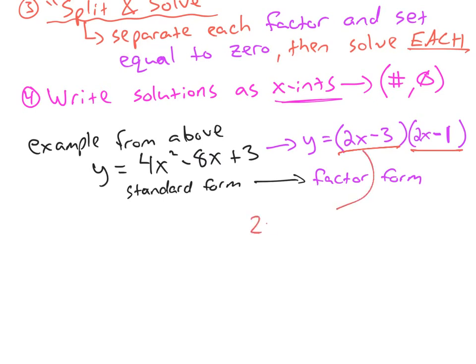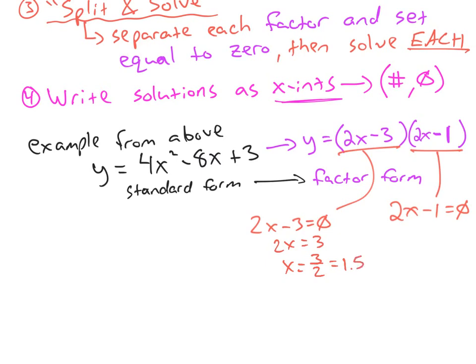So 1 comes out, so 2x minus 3 equals 0. And we'll do the other one as well. 2x minus 1 equals 0. So these are two-step equations we're solving. On this one, we're going to add 3 and then divide by 2. So that answer would be 3/2, which is also 1.5.